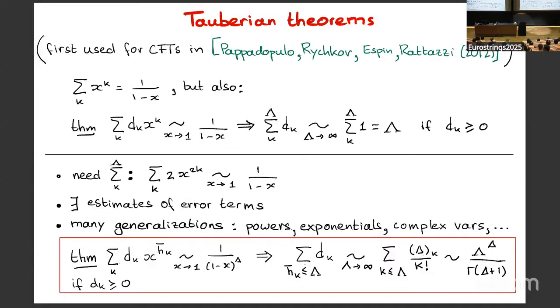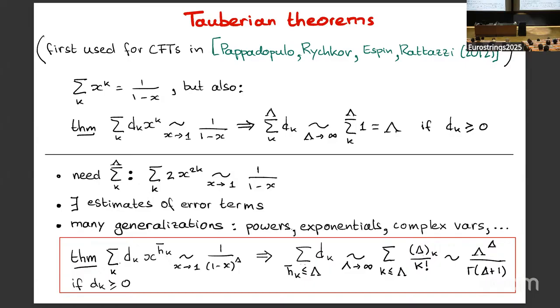So Tauberian theorems. What are Tauberian theorems? It's a useful tool. You should add it to your toolkit. So I want to explain what they are. And Tauberian theorems are very easy to explain. You all know the geometric sum, right? This is very, very easy. And so this is trivial, but there's also a theorem, and this is the simplest possible Tauberian theorem.